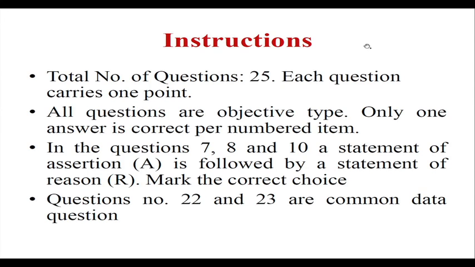So, here you were given a couple of questions on design of experiment and there were 25 questions. All questions were of objective type and only one answer is correct. In questions 7, 8 and 10, a statement of assertion A is followed by a statement of reason R and you were expected to mark the correct choice. Questions 22 and 23 were common data questions.